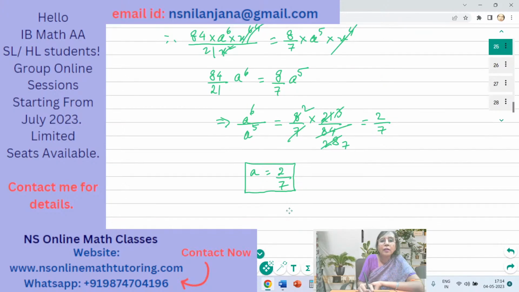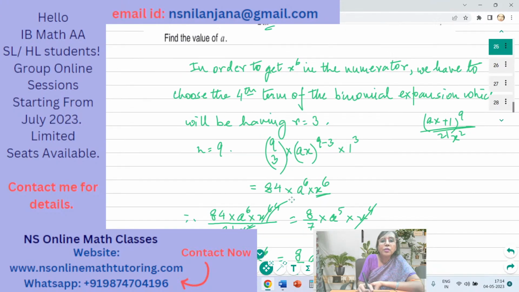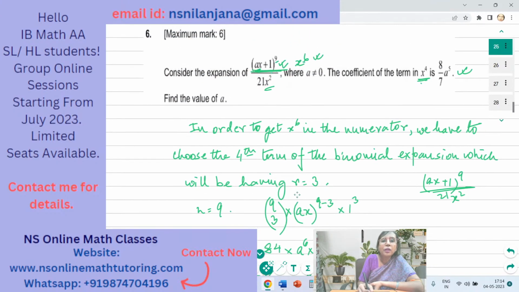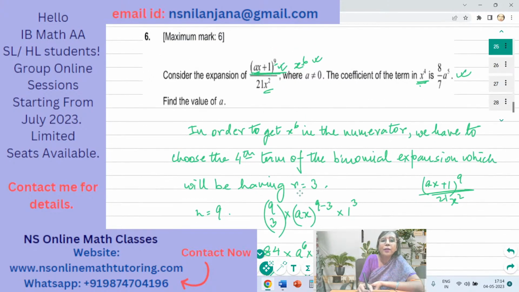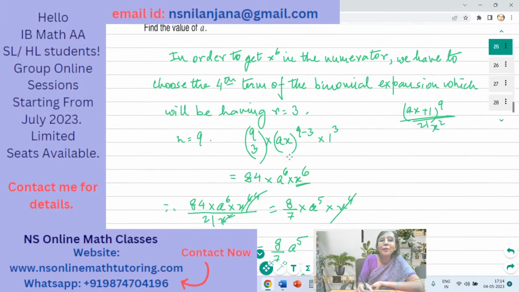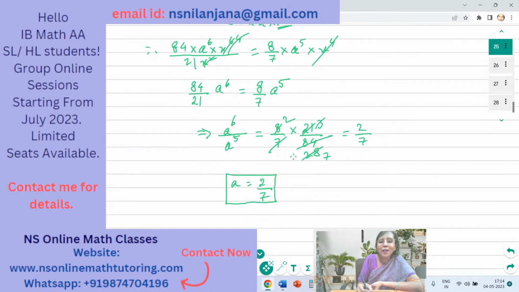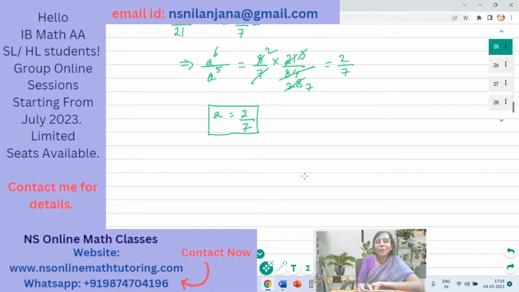Okay. Yes, only a. Find the value of a. And we have found the value of a. So we have got the full 6 marks for this question.